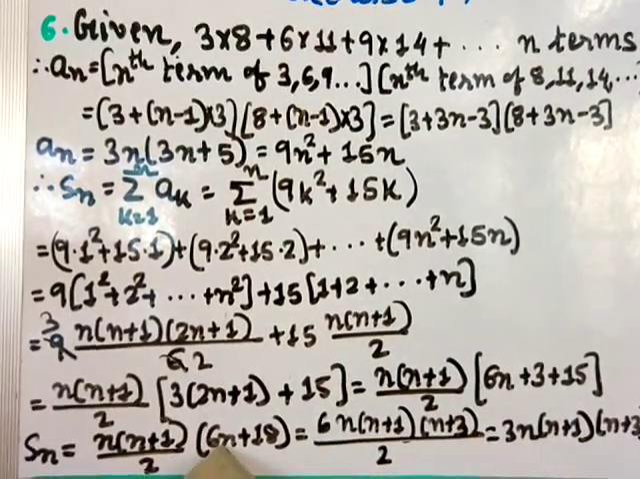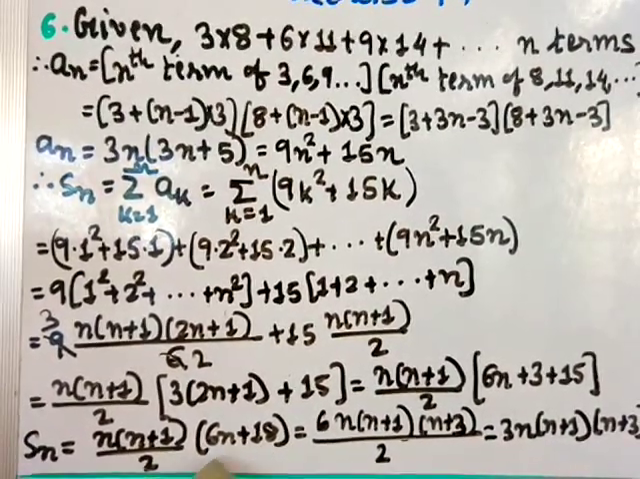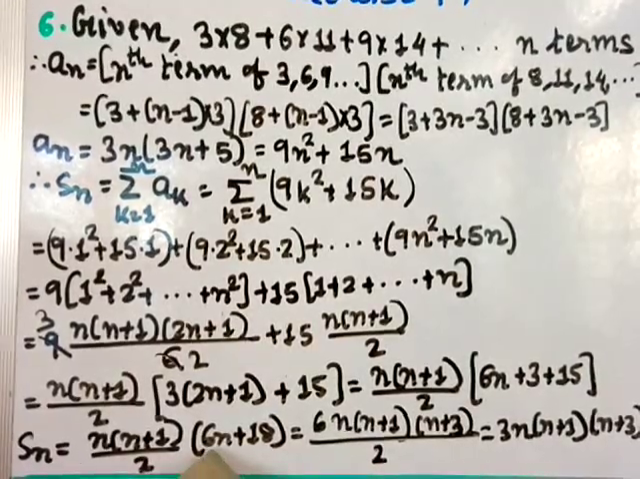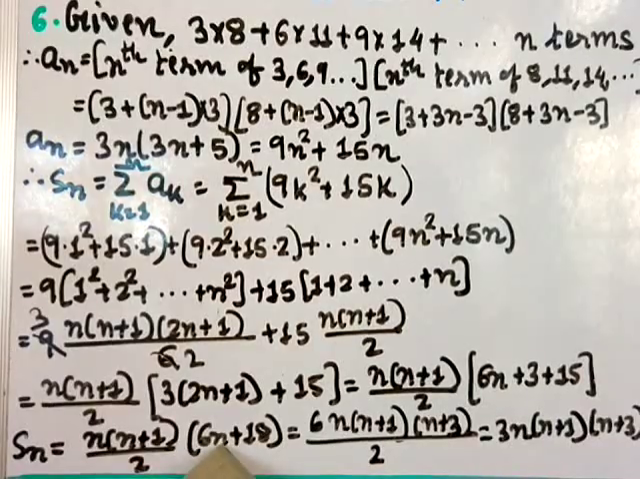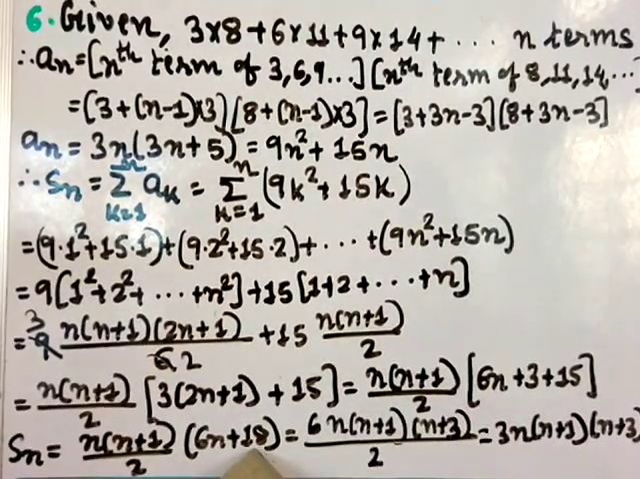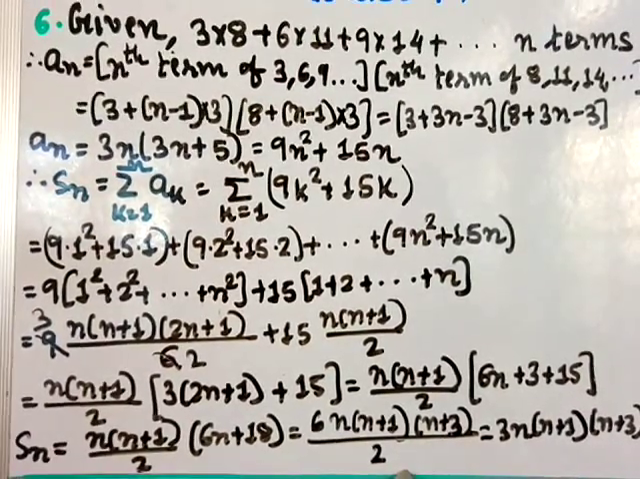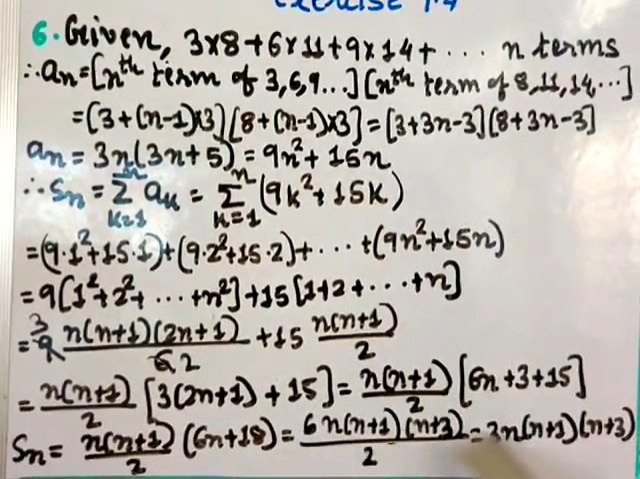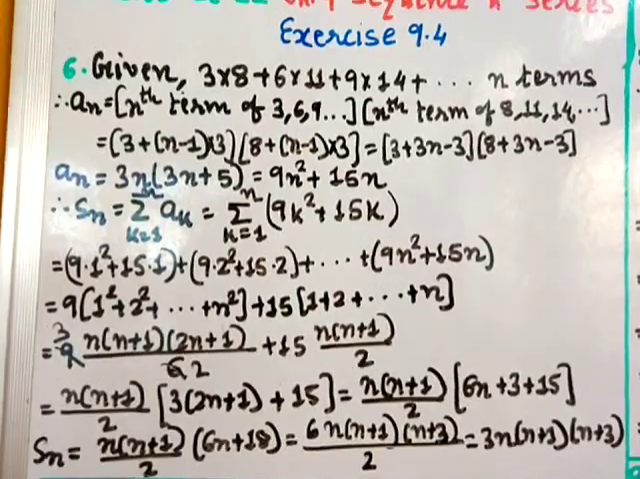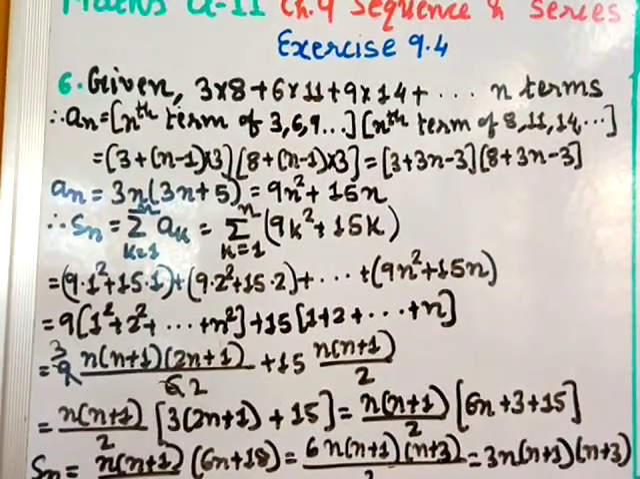So you get here 6n plus 18, right? From this, if I take 6 common, then here comes 6 and n into n plus 1 as it is. If I take 6 common, here remains n, and 6 threes are 18, so here remains n plus 3, divided by 2. This 6 can cut by 2, so you get here 3n, n plus 1, n plus 3. So that is the solution for question number 6.